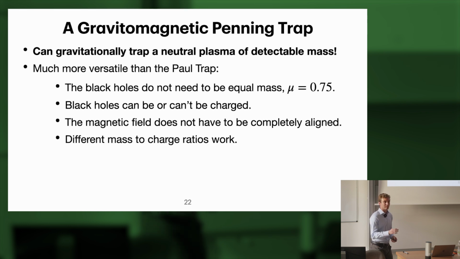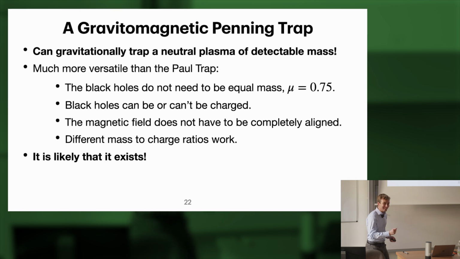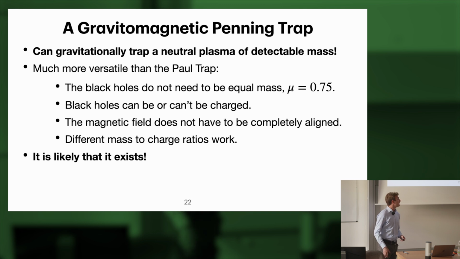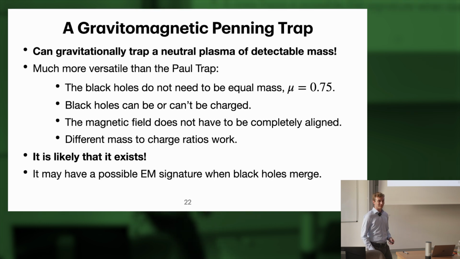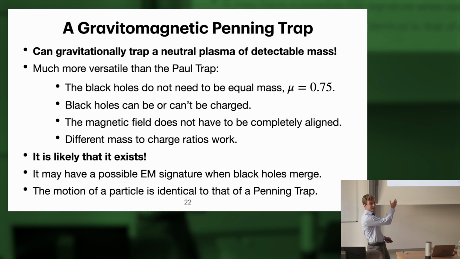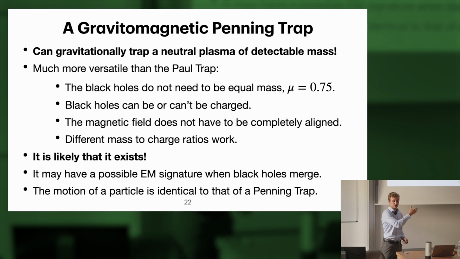And also, we can trap particles with different mass to charge ratios. Well, that you may be thinking was a given, because if we cannot trap protons and electrons, it's not even funny, but we can trap dust, dark matter, heavier ions, everything. This means that this trap actually likely exists somewhere out there in space. And even better, it may have a possible electromagnetic signature, and we can detect this analog of a Penning trap in outer space. From a more phenomenological perspective, the motion of a particle in this kind of a trap is also identical to the motion in a Penning trap.